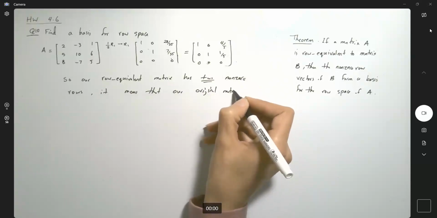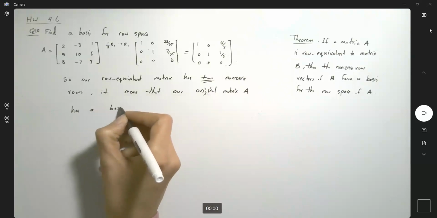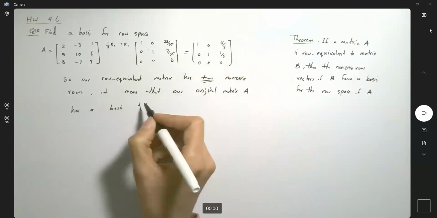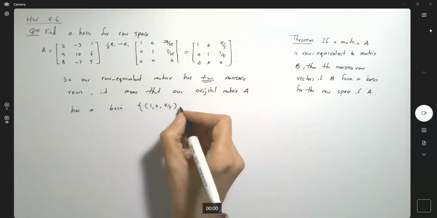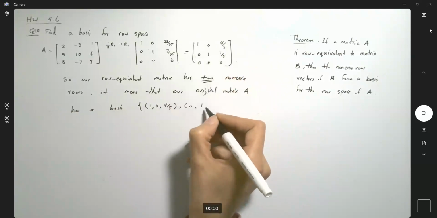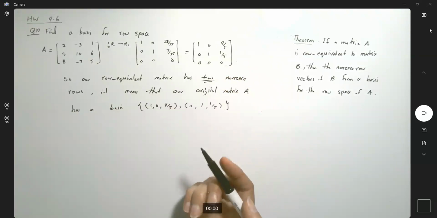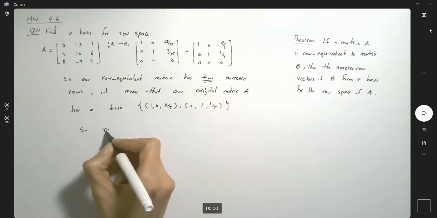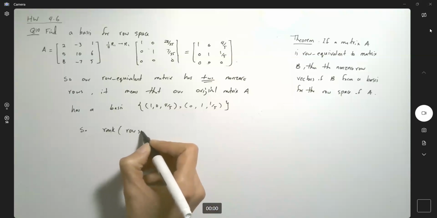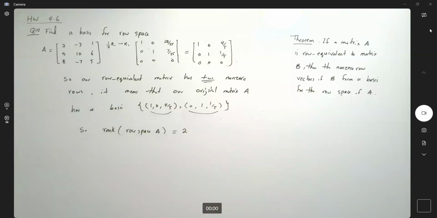It means that our original matrix, which is A, has a basis including 1, 0, 4/5, and the other vector is 0, 1, and 1/5. So basically, you can write any vector in the row space as a linear combination of these two vectors. So the rank of the row space of matrix A is 2, because we have 2 elements in the basis.